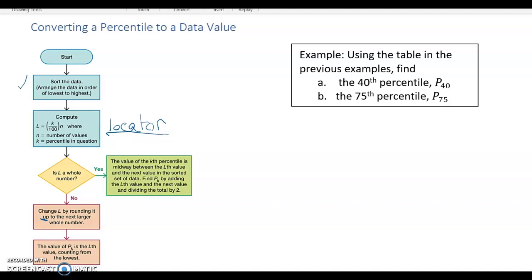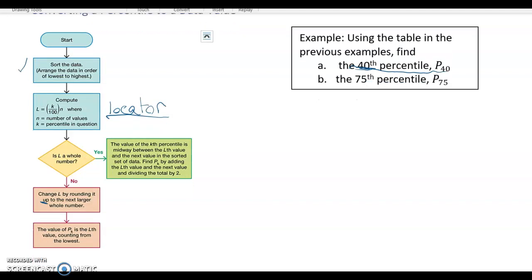Let's do two examples. First, let's find the 40th percentile according to the table. We're going to use our data from the previous example. So our first step is to find that locator value. L equals k, which is 40 in this case, out of 100 times the number of values in our table, which we know was 50. So let's calculate. 40 over 100, or 0.4 times 50, gives us 20. Well, is L a whole number? Yes. 20 is a whole number.